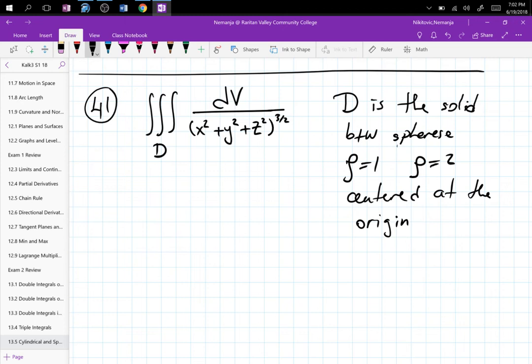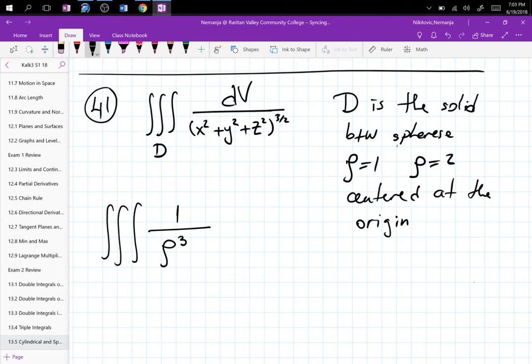So now let's do it. All right, here we go. If that's confusing, you can put this. It's the same thing. But keep it there, it doesn't matter. What do I have? I have 1 over rho cubed. We know that the square root of x squared plus y squared plus z squared is rho. And then there is rho cubed. Then we have rho squared sine phi d rho d phi d theta.